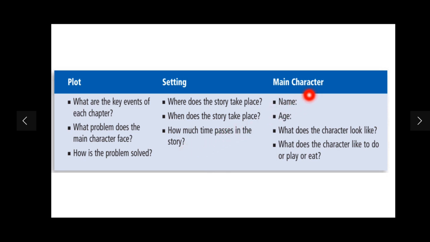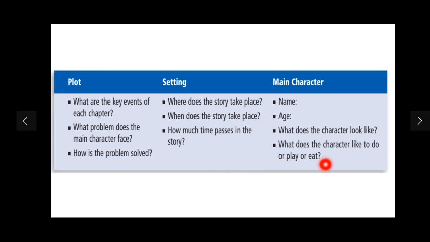The third, main characters. What are the names of the main characters? What are their ages? And what does the character look like? How they look, you will talk about their appearances. And what does the character like to do or play or eat? So that is their habit, right? What are their hobbies? What they like to do? What they don't like to do? What they like to play? What they like to eat.